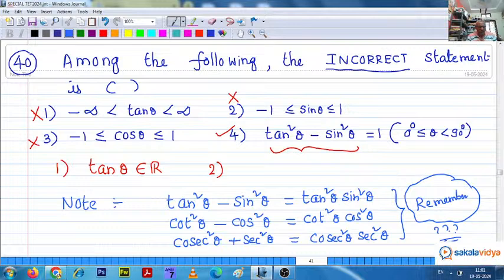So that's why the fourth one is the wrong statement. Fourth one cannot be equal to 1, tan square theta minus sin square theta. If you take theta equal to 45 also, you won't get 1, because tan 45 is 1, minus 1 by root 2 whole square, 1 by 2. 1 minus 1 by 2, you will be getting 1 by 2 only.